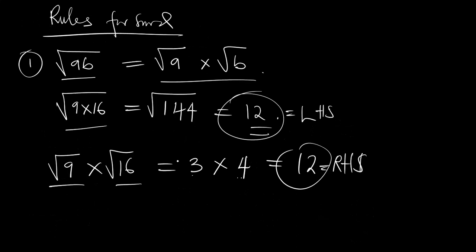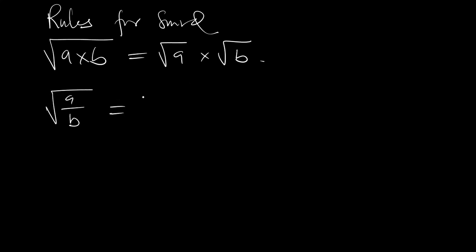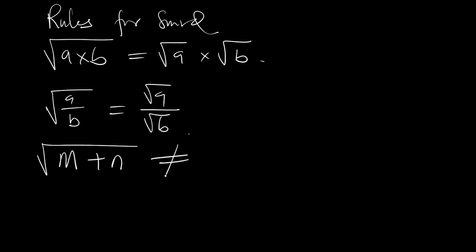So it now means that the rules for surd. Now, if you see the square root of a times b is the same thing as the square root of a times the square root of b. Now, the square root of a divided by b is the same thing as the square root of a divided by the square root of b. There is also another rule. Note that the square root of m plus n is not equal to the square root of m plus the square root of n. This is not equal.